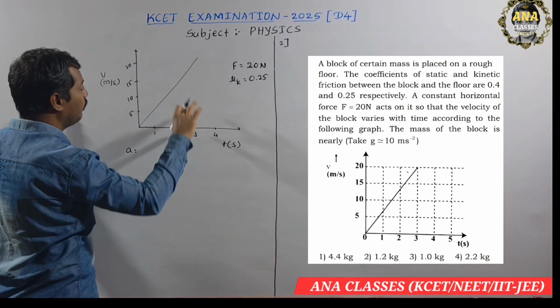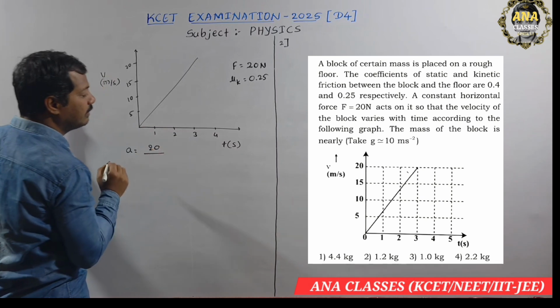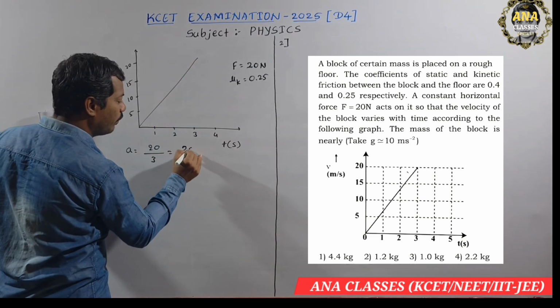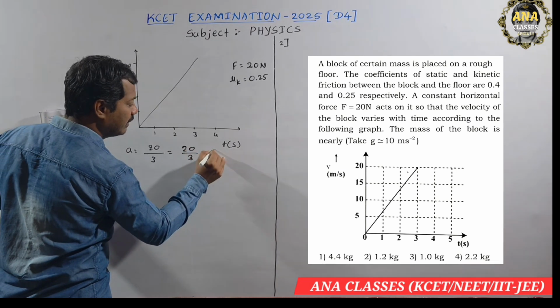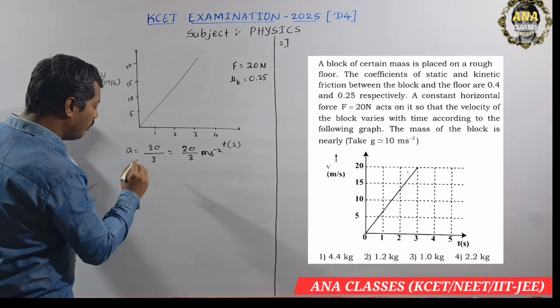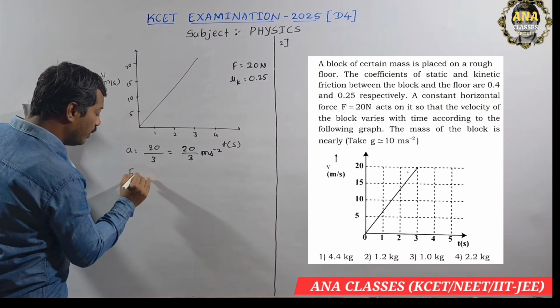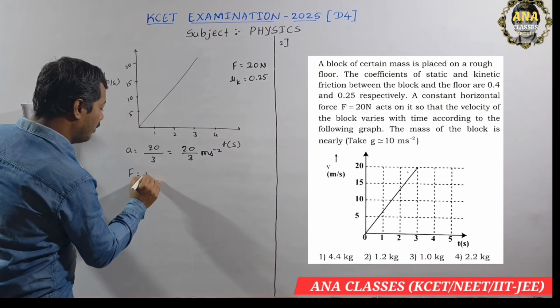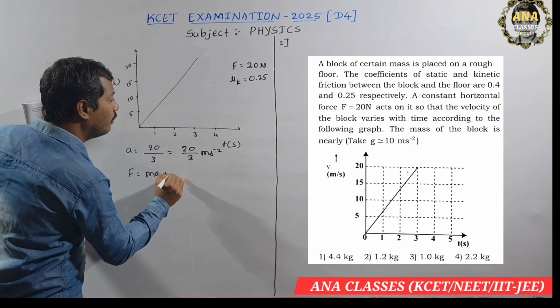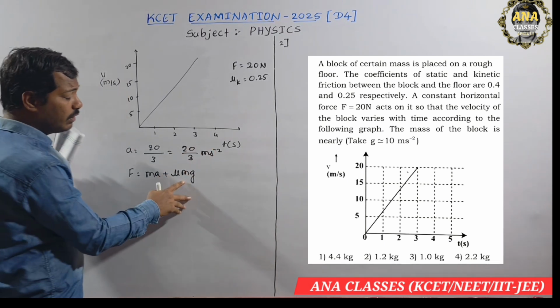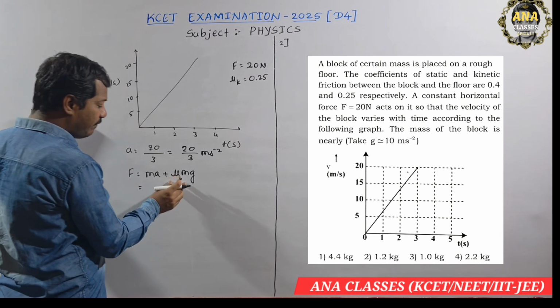What is the velocity? Up to here 20 is the velocity, and time how much? It is 3. So acceleration is equal to 20 divided by 3 meter per second square. Now we have to find the value of mass by using the formula F is equal to mass into a plus mu into mg. Mg is called as what? A normal force here. Mu k is the kinetic friction.